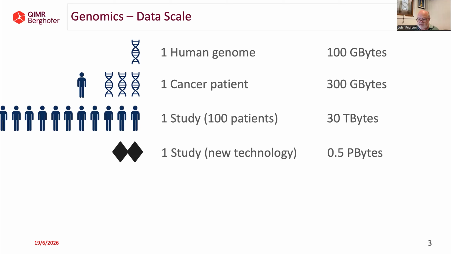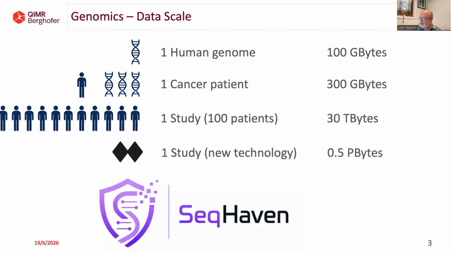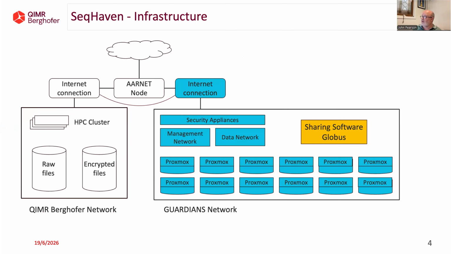So those voltage readings across 72 hours and 12,000 pores, each with 5,000, I think it's 5,000 observations a second per pore. The data gets big. Okay, so we need to share it. So here is the SeqHaven project. Okay, so this is what we had to put together.